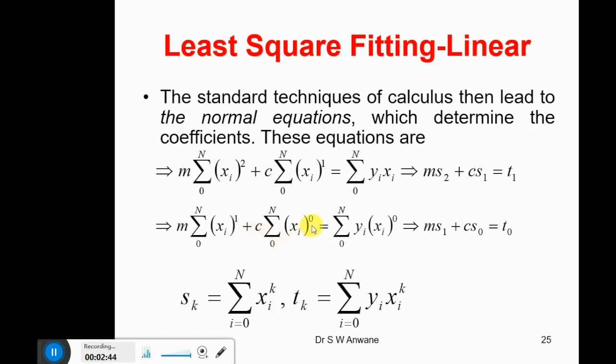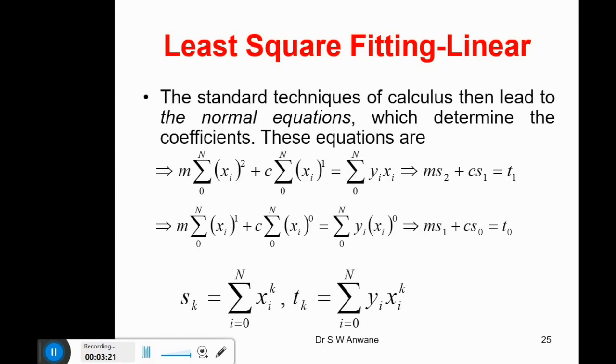xi to the power 0. So anything raised to 0 is 1, but this summation is going to give us something pertaining to the total number of observations, capital N. This is equal to summation yi xi to the power 0. So this rearrangement I have done here so that our equations are proper, they are normal equations, and once they are normal, you can solve them for finding the constants.